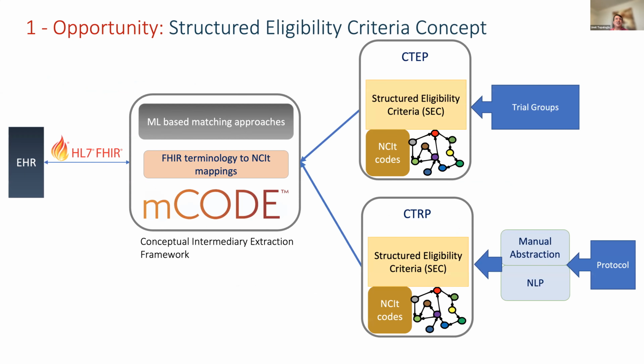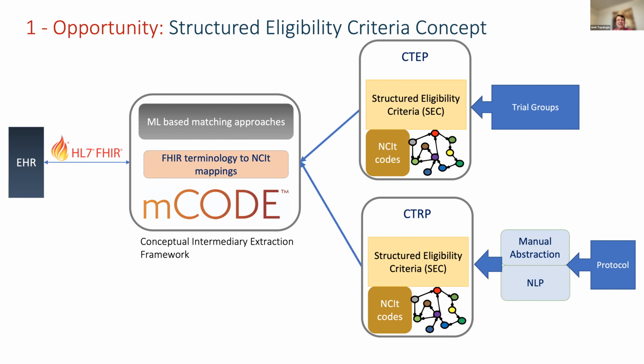Another opportunity at the NCI divisions is the structured eligibility criteria. For those who don't know, CTRP is the Clinical Trial Reporting Program, and CTEP is part of our Division of Cancer Treatment and Diagnosis, running a lot of NCTN and other studies. We are working very closely with both of these groups, trying to establish the eligibility criteria of the NCI studies and whether we can establish a knowledge graph with NCI Thesaurus codes annotated to them.